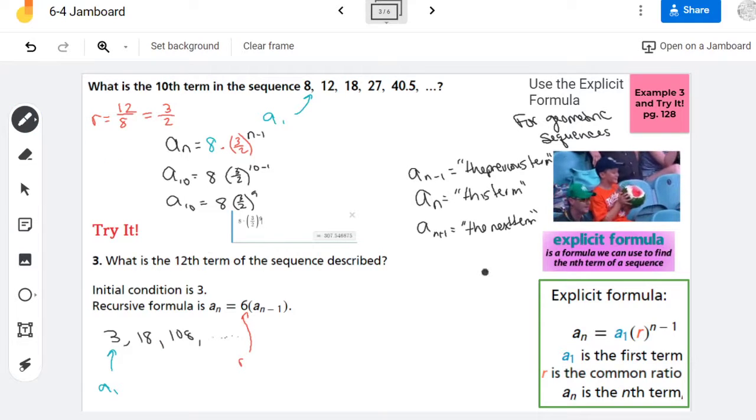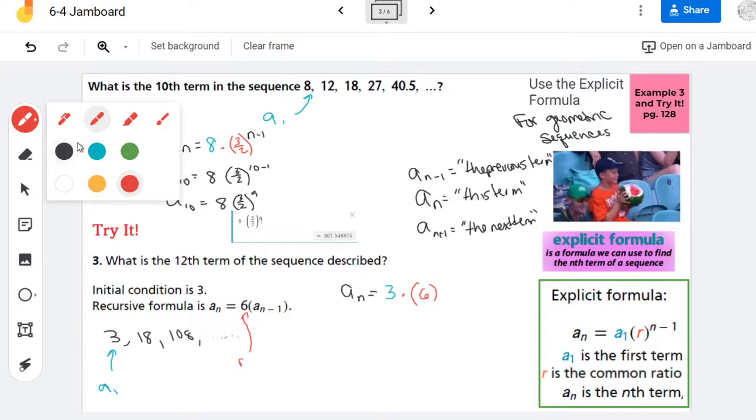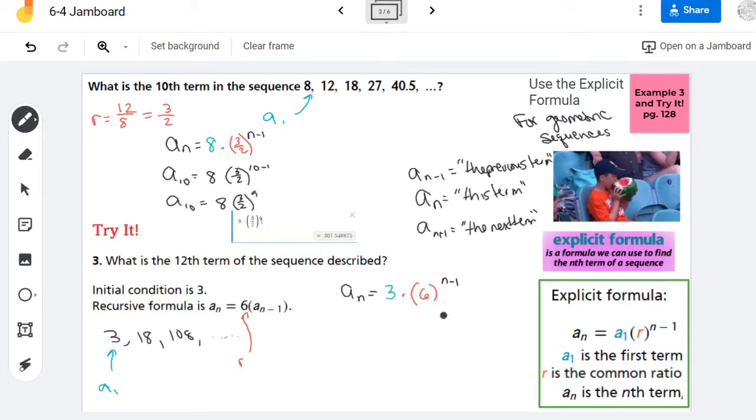So now let's write the explicit formula. And you can either do it from the sequence or do it from the fact that you already know the values here. So a sub n is equal to my a sub 1, my initial condition, which is 3, times my rate, which is 6, to the n minus 1 power. So that'll find any term in the sequence. So if I want to figure out the 500 billionth term, I could do that. I'm lazy, I'm not going to, but I could.